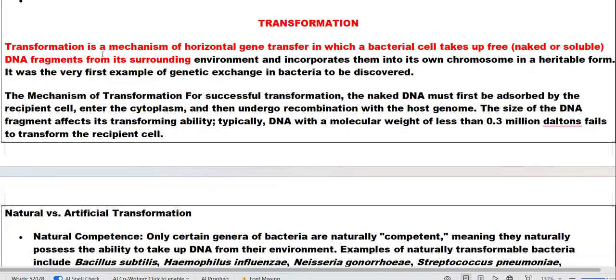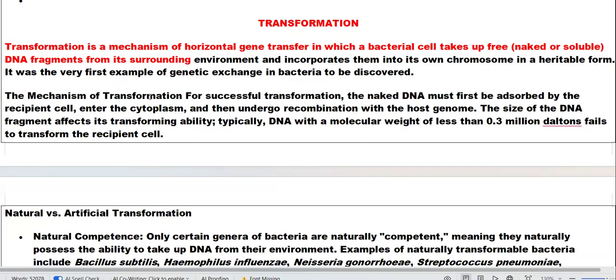Transformation. Transformation is a mechanism of horizontal gene transfer in which a bacterial cell takes up free, naked, or soluble DNA fragments from its surrounding environment and incorporates them into its own chromosome in a heritable form. It was the very first example of genetic exchange in bacteria to be discovered.